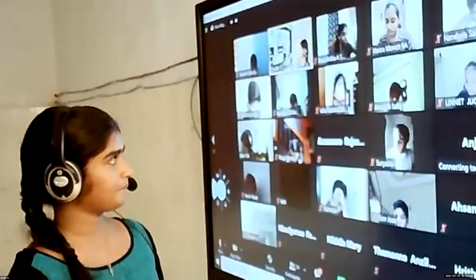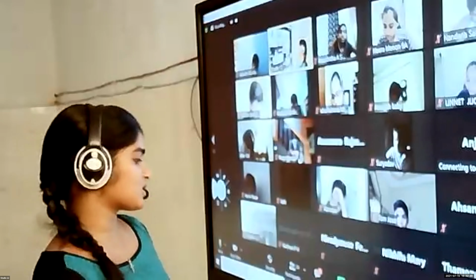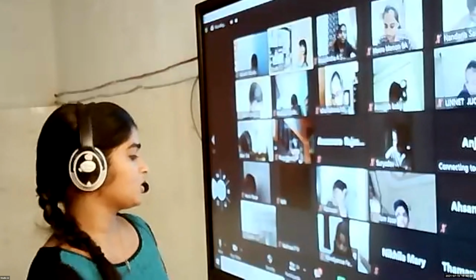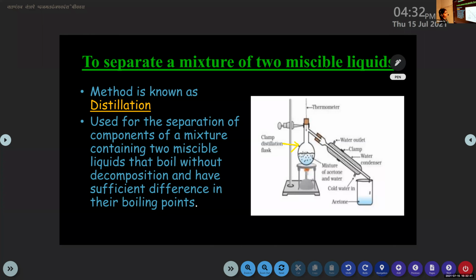Take the mixture in a distillation flask. Fit it with a thermometer. Then I will show the image of this experiment. This one you can see, this is the distillation flask. It is fitted with a thermometer, right? We just take a distillation flask connected to a thermometer.